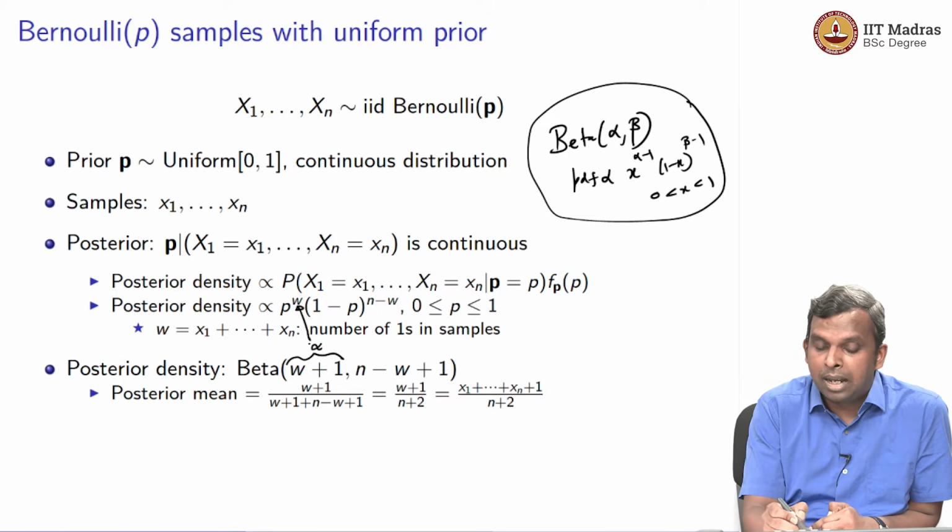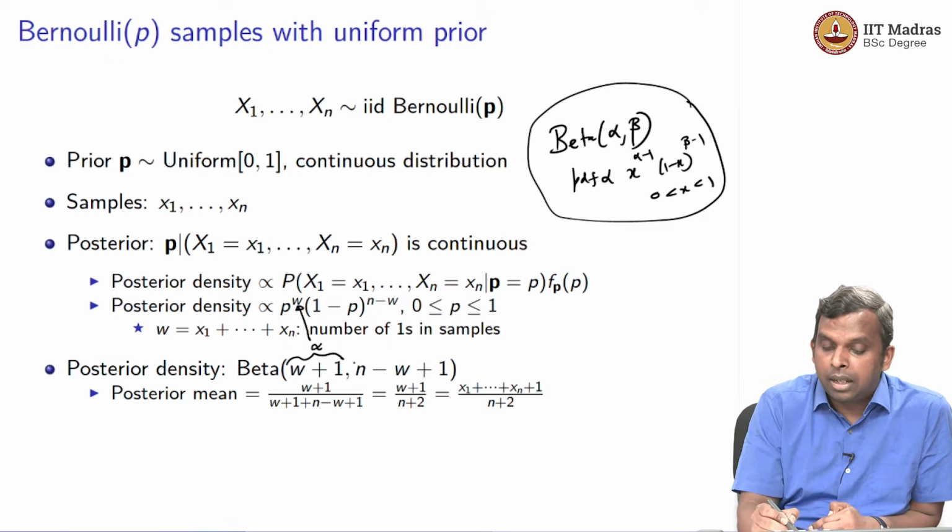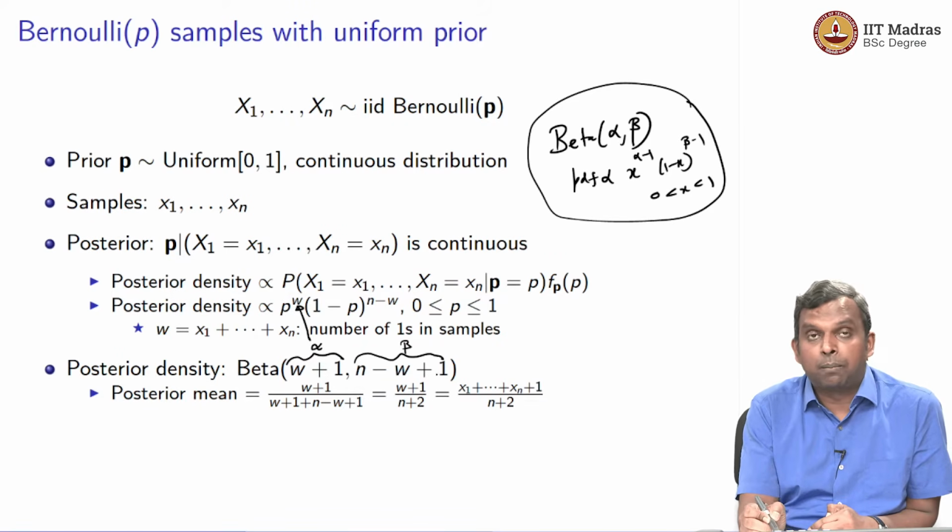So p to the power alpha minus 1, and you got w here. Likewise, beta became n minus w plus 1.